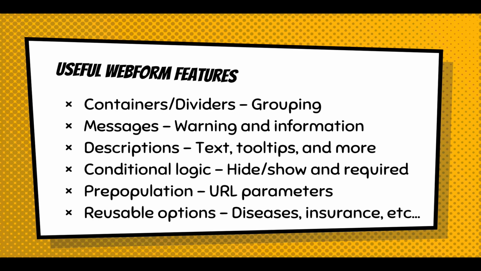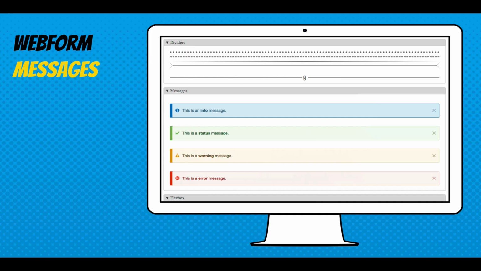And reusable options is a tricky one for people to get, but it's the idea that you might have a drop-down menu and say, well, tell us your disease. And you can create a global set of reusable disease options so that whenever you build a form that needs diseases, someone could just say, I'm interested in putting diseases in this drop-down menu. It makes your life a lot easier.